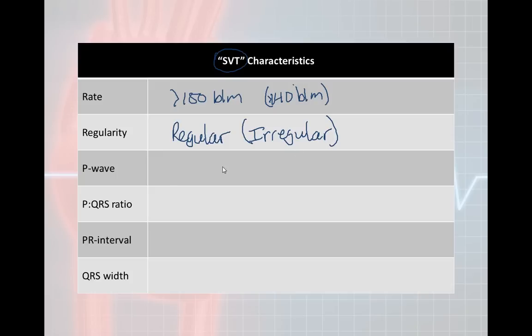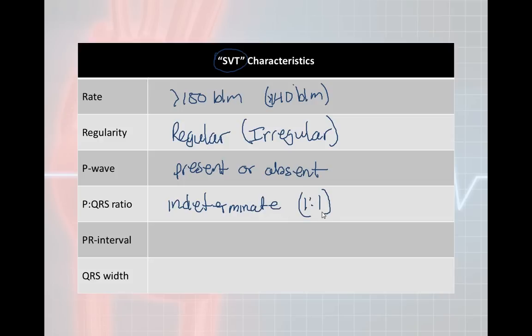P waves, well, it depends on what you're looking at. They could be present, or they could not be present. See, this is the problem with this SVT term. They could be present, they could be absent. We don't really know because there's one of 7 rhythms it could be. If it's a sinus tach or an atrial tach, they're going to be present. If it's an AFib or an A-flutter with a rapid ventricular response, there's not going to be a P wave. The P to QRS ratio, well, a lot of times it's indeterminate. Or it could be a 1-to-1. It's really tough to tell depending on the rhythm.